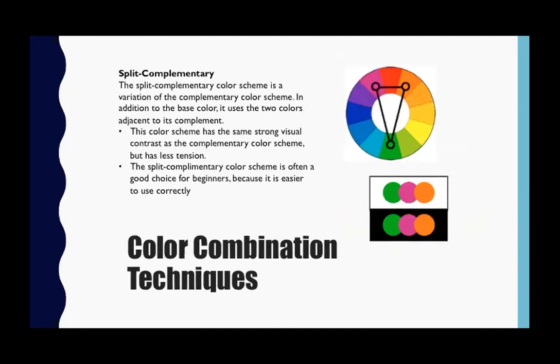Okay, split complementary is a variation of the complementary color scheme. In addition to the base color, it uses the two colors adjacent to its complement. You can see up there, next to the red is the red purple and the orange red, with the green. The color scheme has the same strong visual contrast as the complementary color scheme, but has less tension to it. And the split complementary color scheme is often a good choice for beginners because it's easier to use correctly.